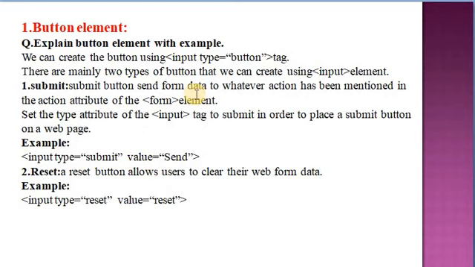The submit button sends form data to whatever action has been mentioned in the action attribute of the form element, and sets the type attribute of the input tag to submit. In order to place a submit button on a web page, the input type is set to submit. So the type is equal to submit and value is equal to send. Here this is the name of the button element.